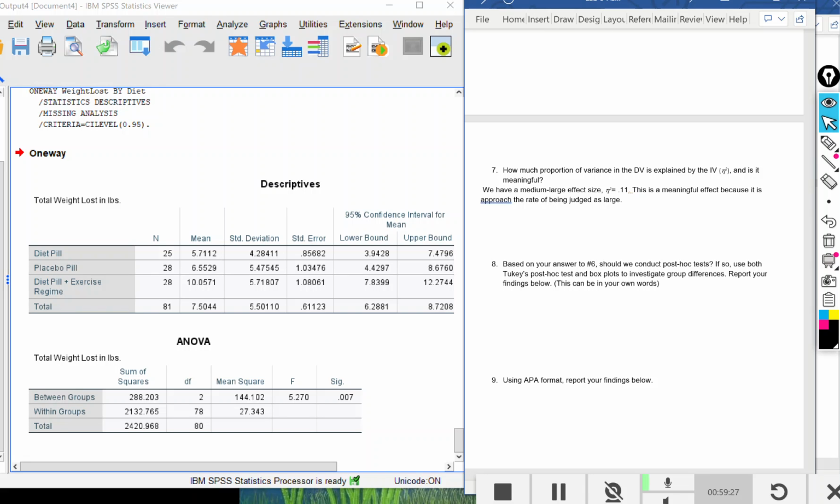Is medium, large, or large effect size, that shows a substantial amount of influence that this IV has on weight loss.